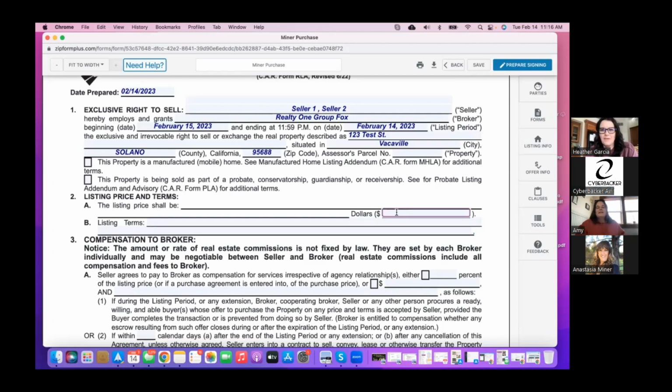So you're going to put that in here. So let's say it was 500,000. There you go. You type it in down there. It fills it in for you up here. And then on listing terms, this is where you could add a clause, right?